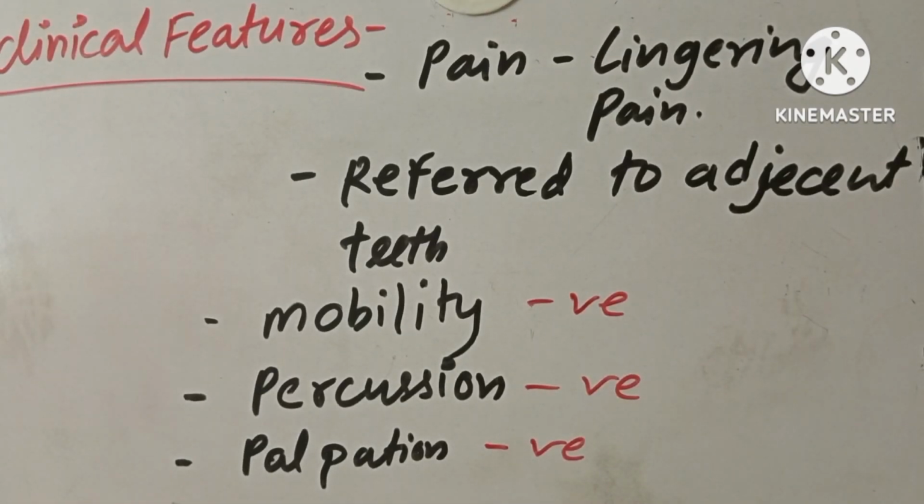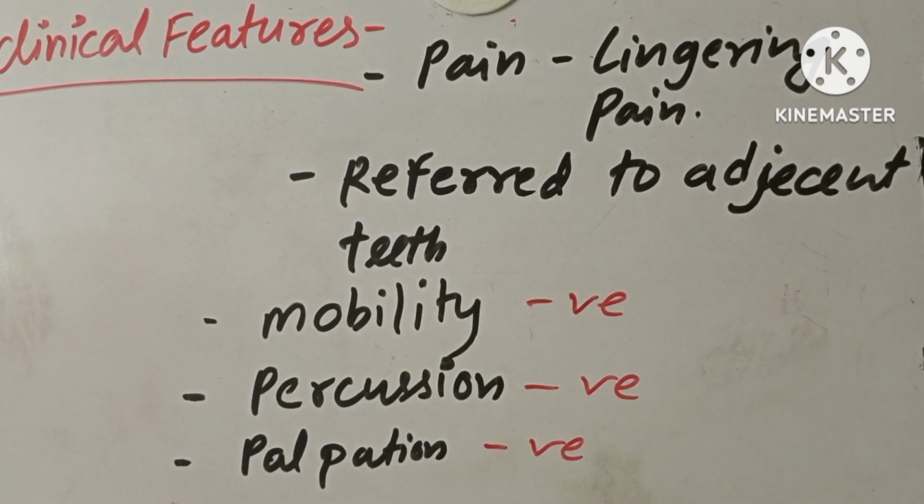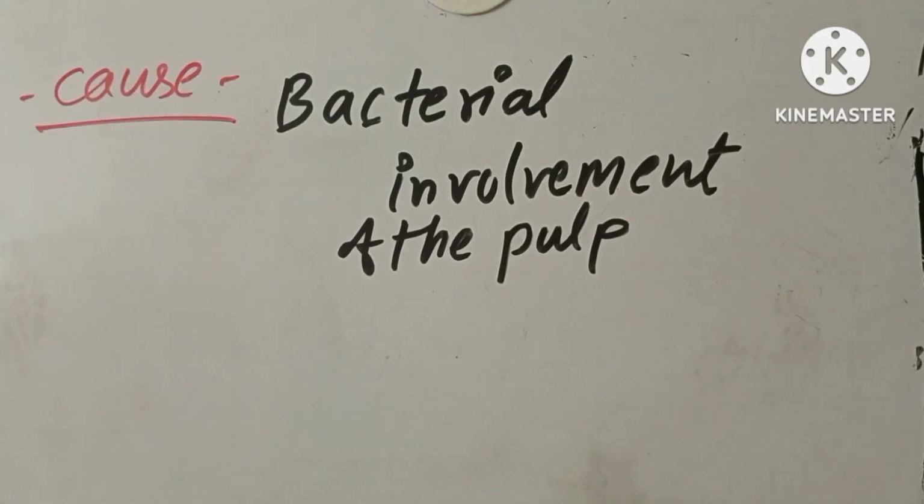So, what are the clinical features? Clinical features are pain. Pain is lingering, and pain is also referred to adjacent teeth, the temple, sinus, upper posterior teeth, and the ear when the lower posterior tooth is affected. Mobility is not present, percussion is not present, and palpation also is not present. The most common cause is bacterial involvement of the pulp, through caries or any other factor.